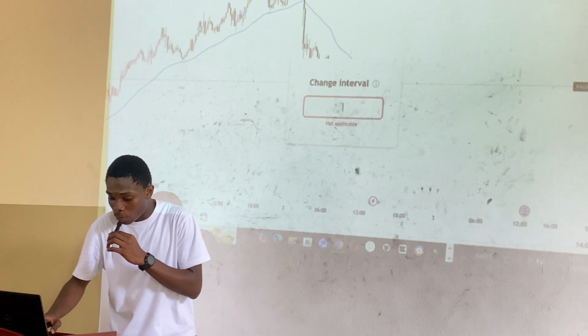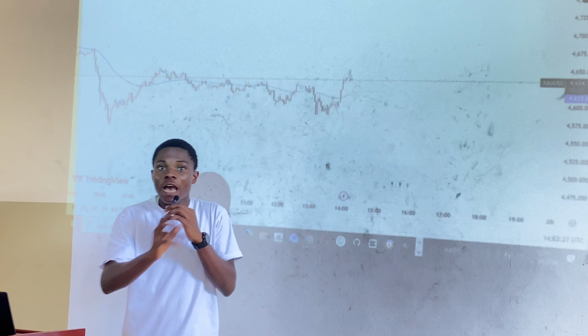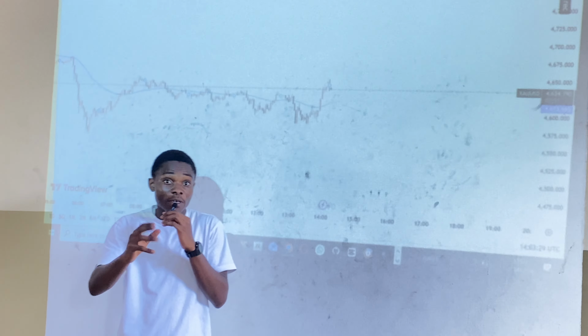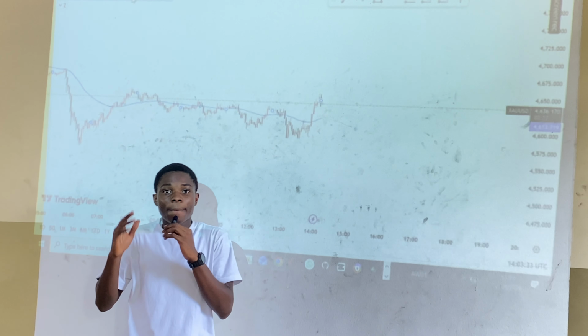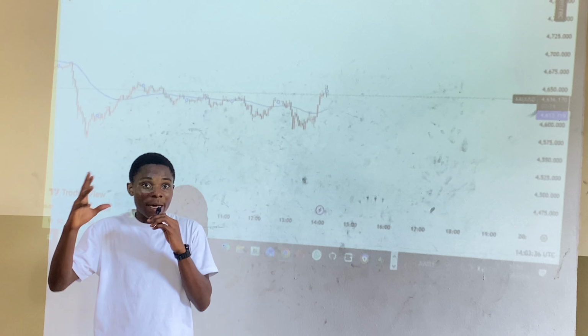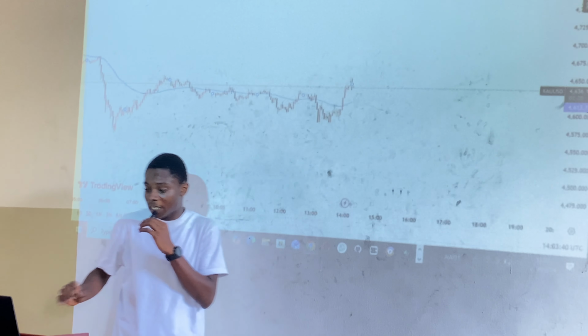So after finding it, I went to the 3 minutes. Most of the time when I find my directional bias on 15 minutes, I look for my point of interest and my inducement on the 3 minutes. When I get it on 30 minutes or 1 hour, that's when I focus on 5 minutes. But here I found my directional bias and market structure on 15 minutes, and I find my inducements and points of interest on the 3 minutes time frame.